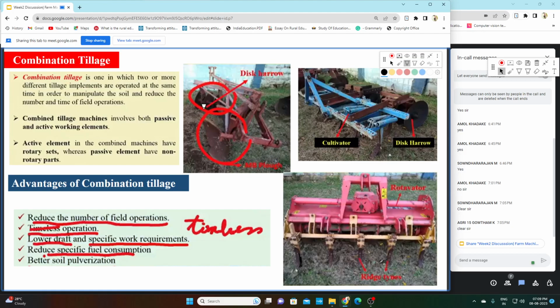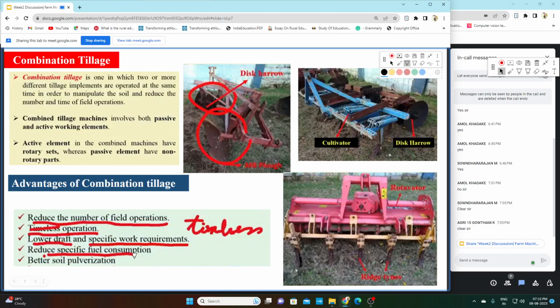Now if the disc plow is operated in front of the MB plow, the draft that is coming on this MB plow will be less, because this disc plow is already tilling the soil first, okay, and then the MB plow comes into action. So it will lower draft and specific work requirement.